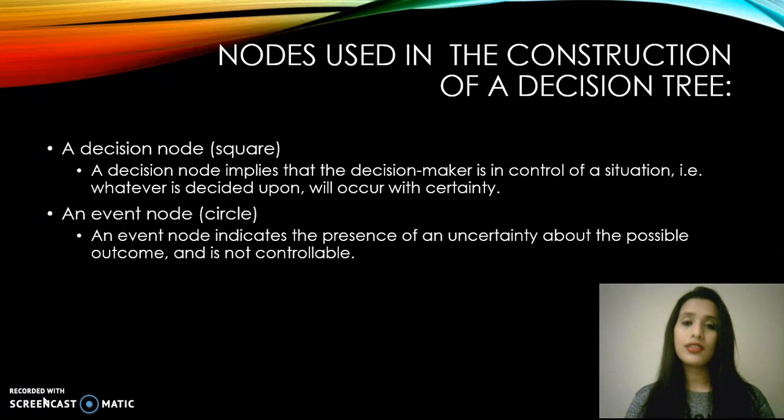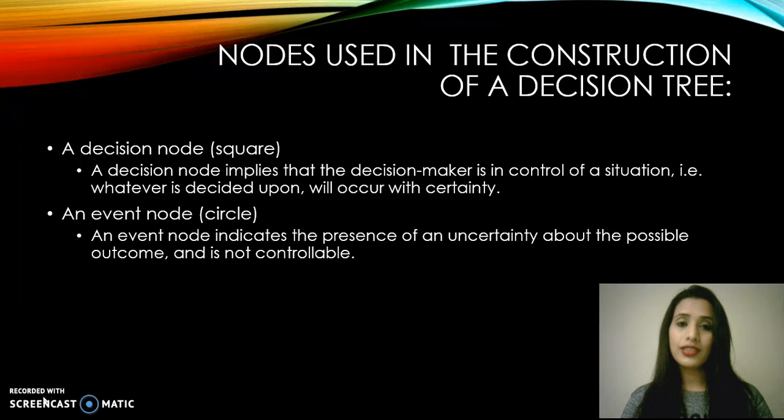There are different nodes used in the construction of a decision tree. The first being a decision node, and this is represented by a square. A decision node implies that the decision maker is in complete control of the situation, and that means that whatever he chooses will occur with certainty.